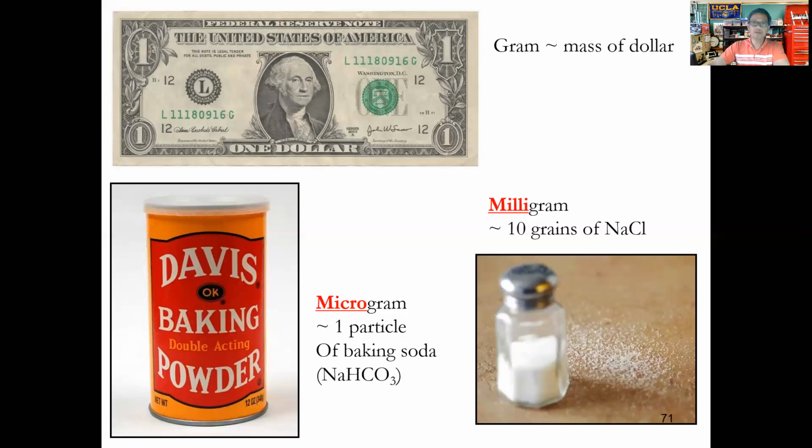All right, so a milligram is equivalent to about 10 grains of sodium chloride. You take 10 grains out, that's the mass equivalent to 1 milligram.